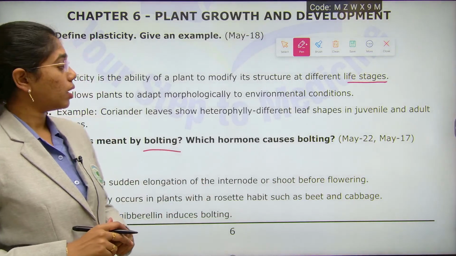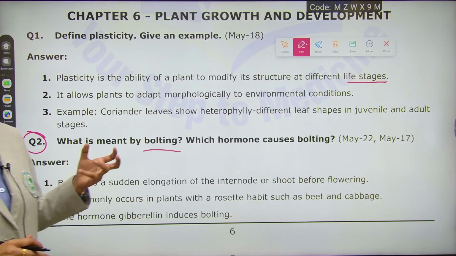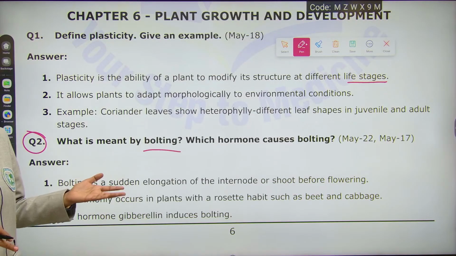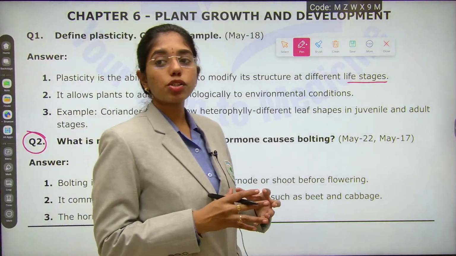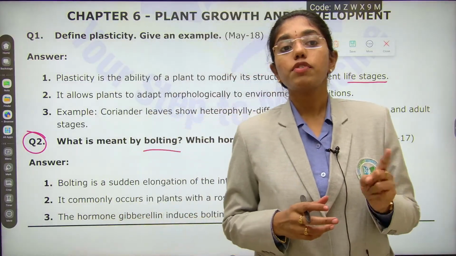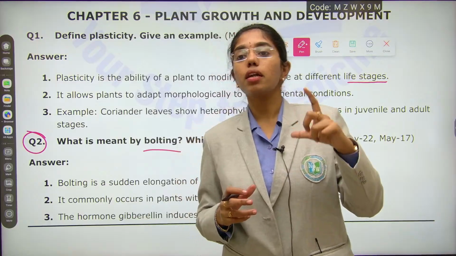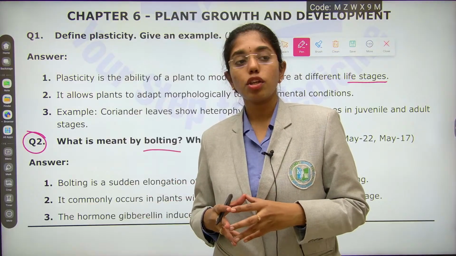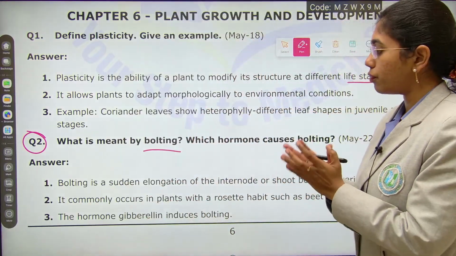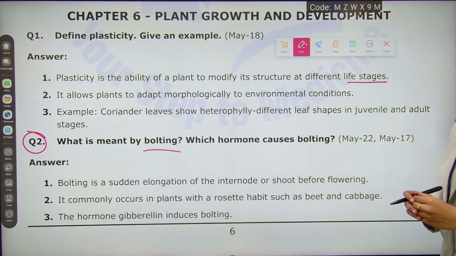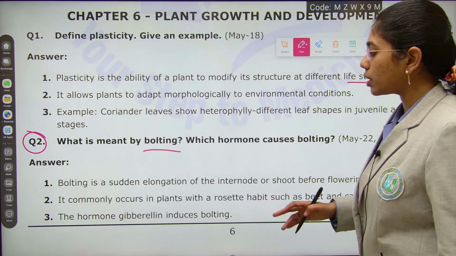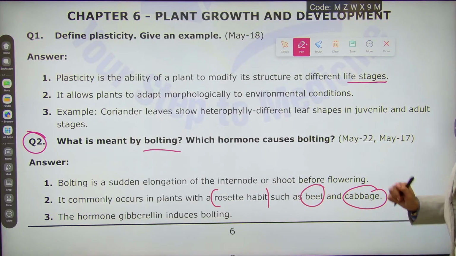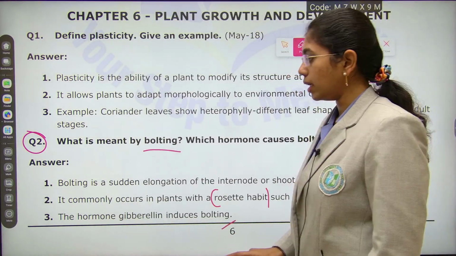What is meant by bolting and which hormone causes bolting? It is of course gibberellic acid. Bolting is the sudden elongation of the internode or shoot before flowering. One of the best applications of gibberellins that we have learnt: spraying gibberellins prior to flowering increases the internodal length and the length of the floral stalk, whereby post fertilization you can see enlarged vegetables and fruits. It commonly occurs in plants with rosette habit such as beetroot and cabbage. The hormone gibberellin induces bolting. Clear? Next.